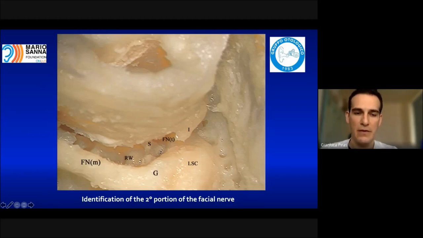For example, if you have a facial nerve tumor involving the third portion of the facial nerve, you have to cut the nerve and do anastomosis between the remnants of the facial nerve, the tympanic, and the rest of the third portion. This could be a good exercise, trying to save the middle ear and try to save the hearing in these patients.